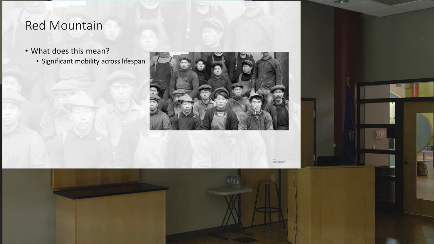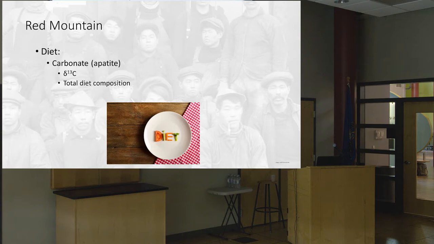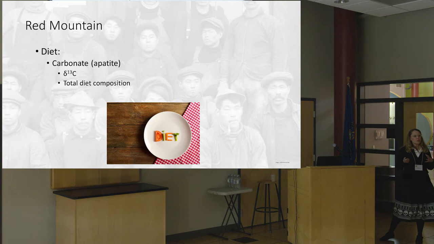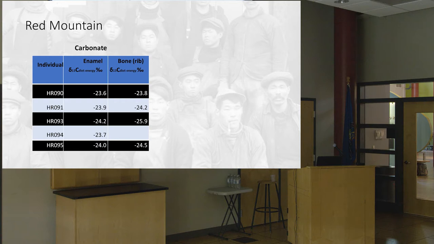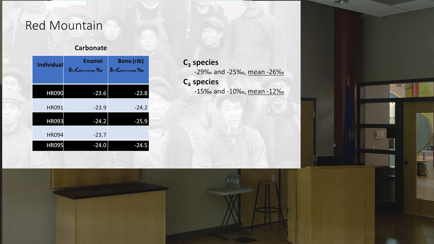So, diet. Carbonate: we're talking about apatite, that hard part of the bone, right, that inorganic. We have delta 13C, which represents total diet composition. We also have collagen, which represents mainly the protein source, and we're also looking at delta 13C, but it's a slightly different type of delta 13C we're trying to extract, and nitrogen. So, our carbonate values, looking at the hard part, that apatite, we have these values, they're all in the 20s, and if we remember, C3 species, mean 26, mean 12, what are they mainly eating? C3, right? What's a primary C3? Rice.